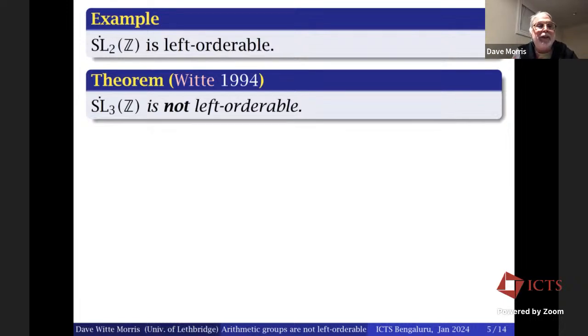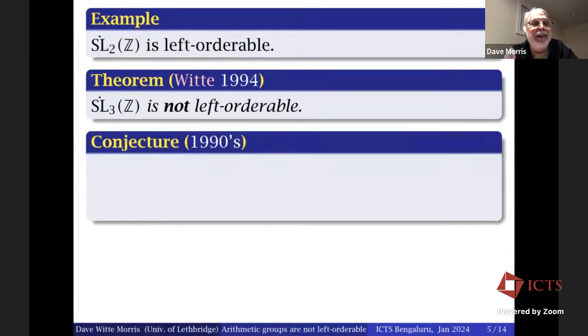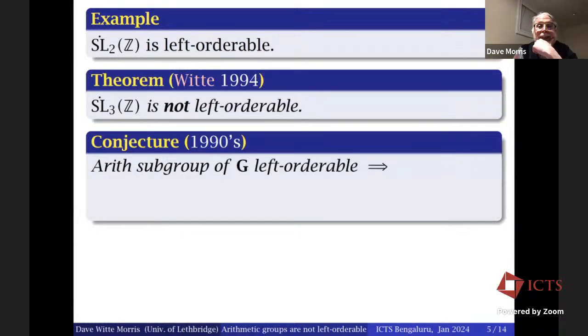By comparing these two examples and other examples, a conjecture was made for general arithmetic groups. If you have an arithmetic group that's left-orderable, then G has to be like SL2. It's got to be rank 1, and more specifically, the real rank has to be 1.